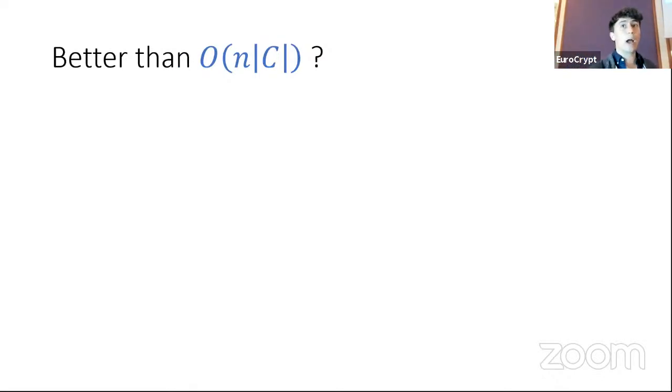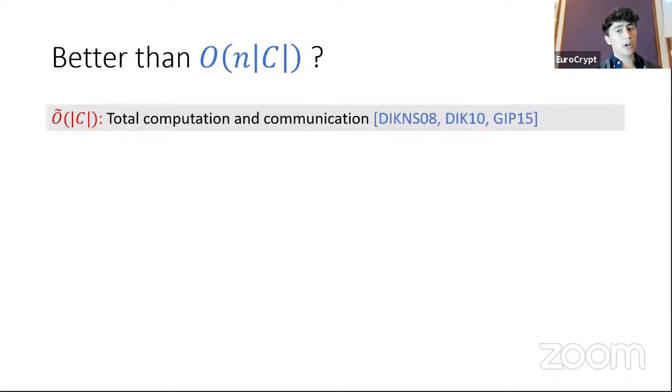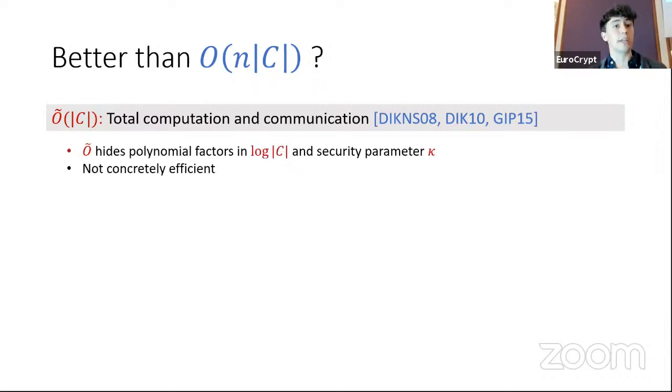And there's been a little bit of prior work in this area. So there's a series of works that get O tilde C total communication and computation complexity, and they're able to do this for general circuits. But the tilde here hides a polynomial factor in log C and also in the security parameter. And ultimately, this results in a not concretely efficient scheme that's never been implemented and never been used in practice.